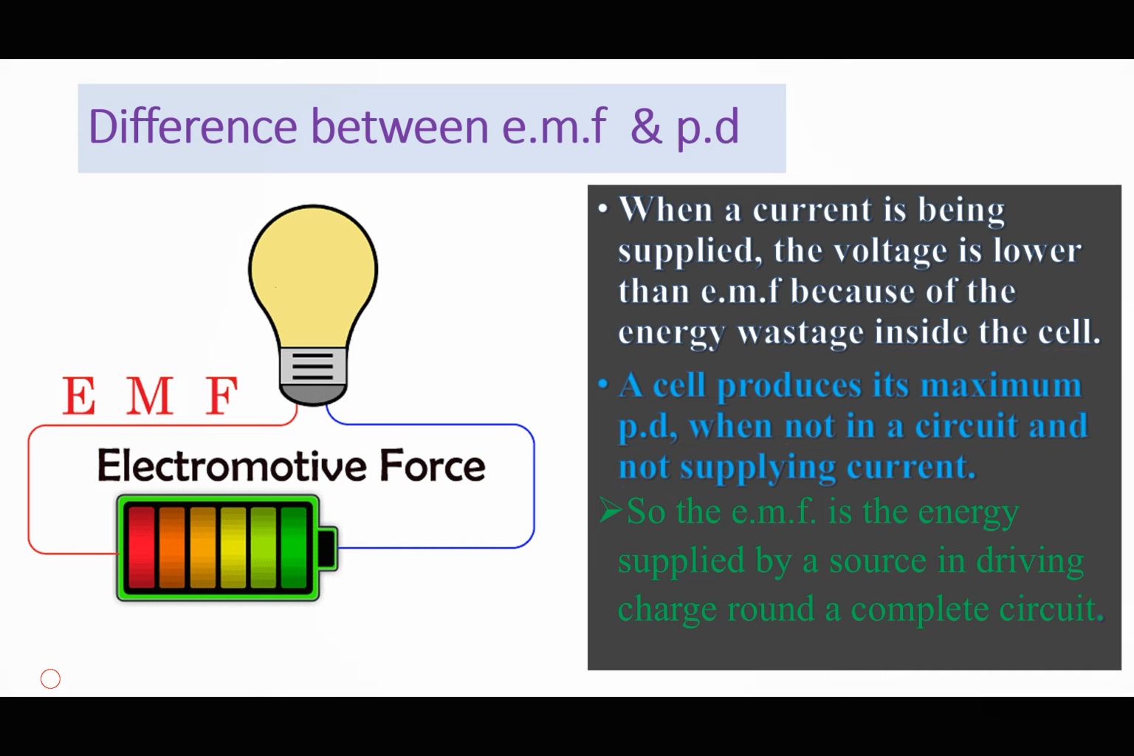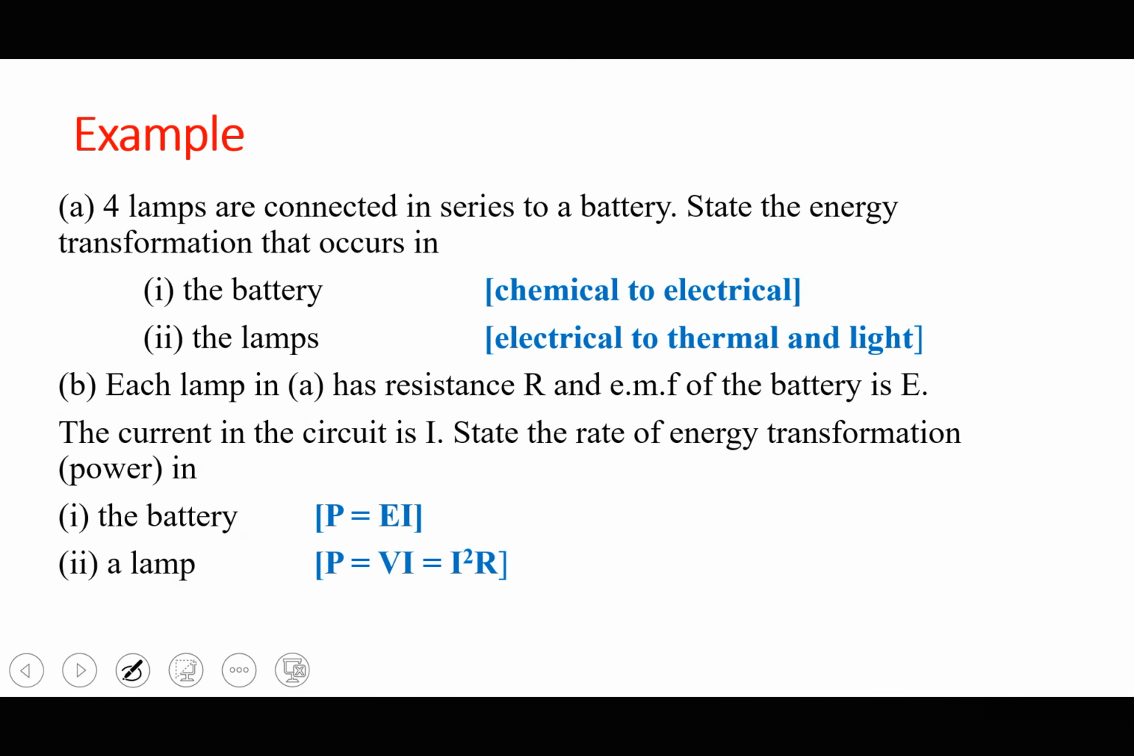Here's a simple example to understand the difference. 4 lamps are connected in series to a battery. State the energy transformations that occur in the battery. Of course, in the battery we have chemicals. So we know that the charge gains its electrical energy from the chemicals. So it is chemical energy to electrical energy.